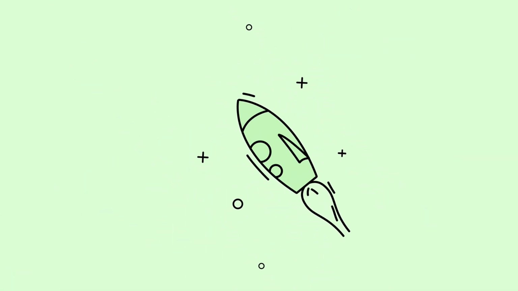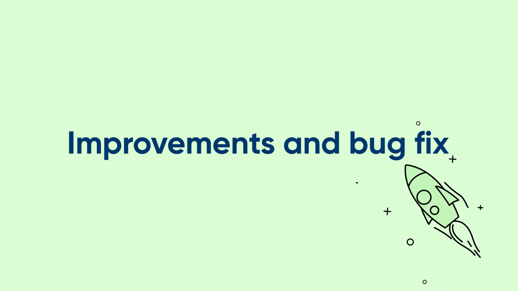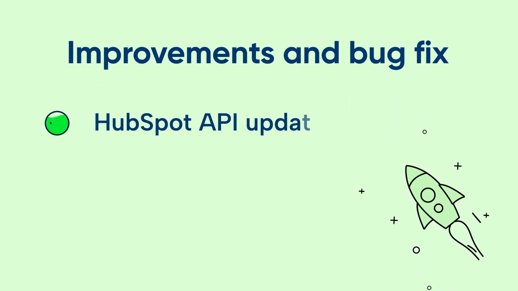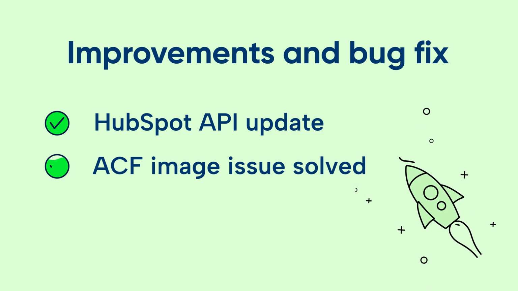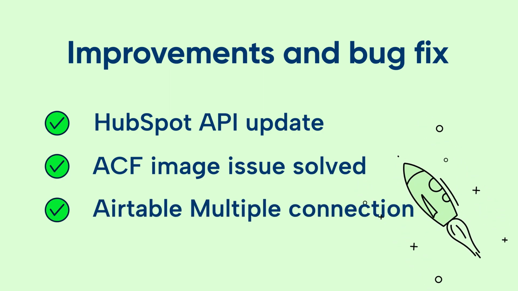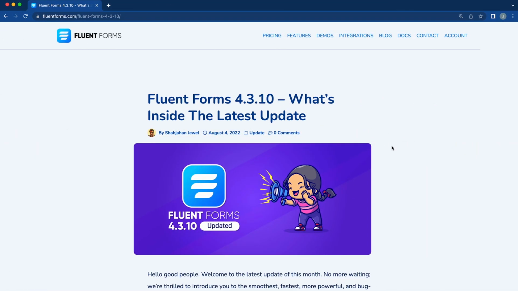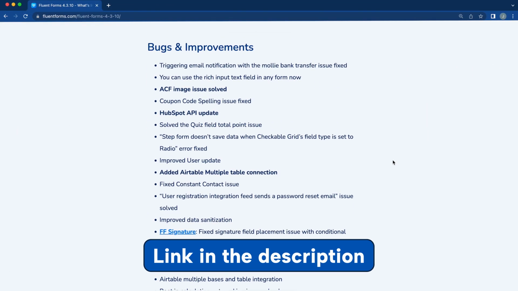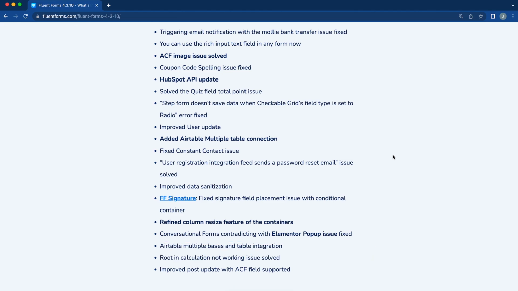We've also had some bug fixes and other improvements like Spot API got an update, the ACF image issue is solved, we've added Airtable multiple table connection, and these are just to name a few. If you want to know all the bug fixes and updates, we have linked the release note in the description.